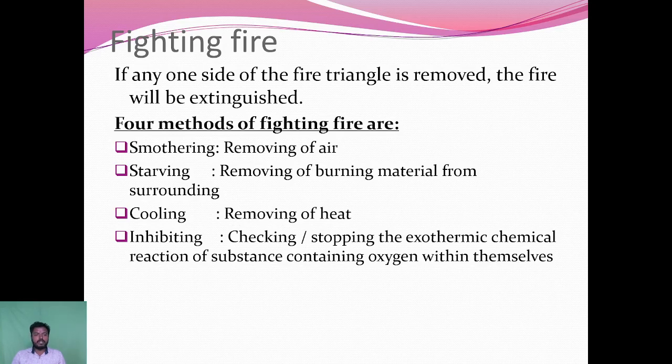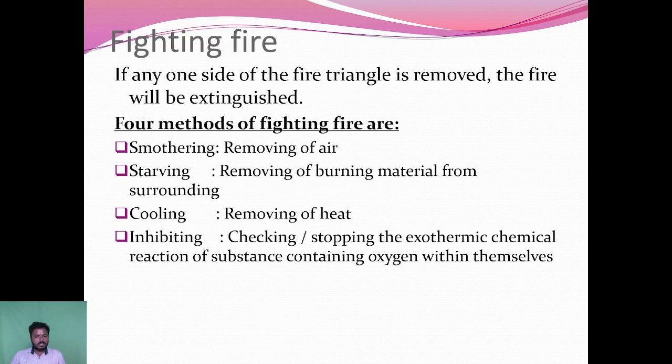Firefighting. If any one side of the fire triangle is removed, the fire will be extinguished. There are four methods of firefighting. The first is smothering. Smothering is the removal of air. If we remove the air, that's oxygen, the fire must be cut off. That's the process called smothering.